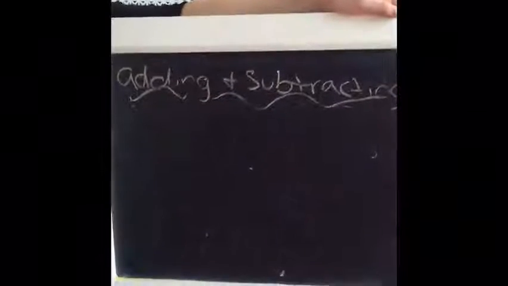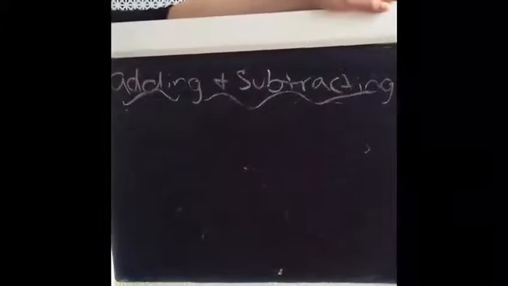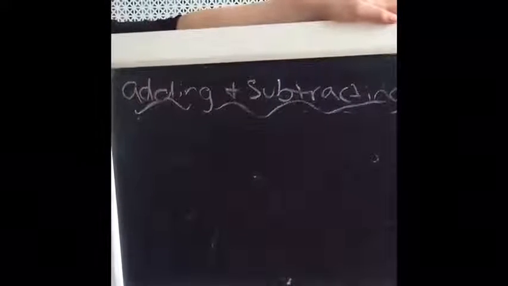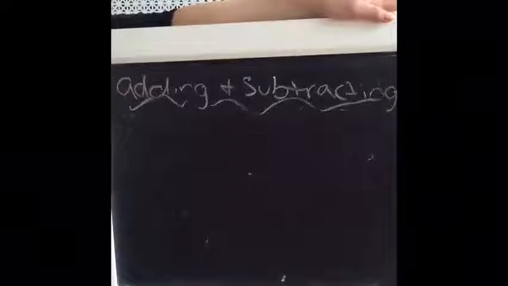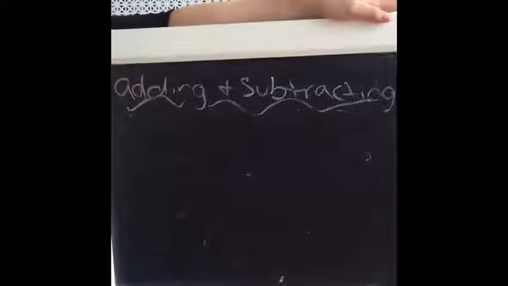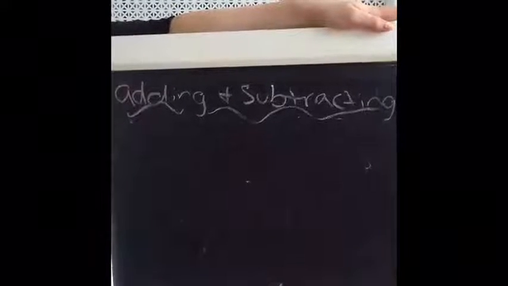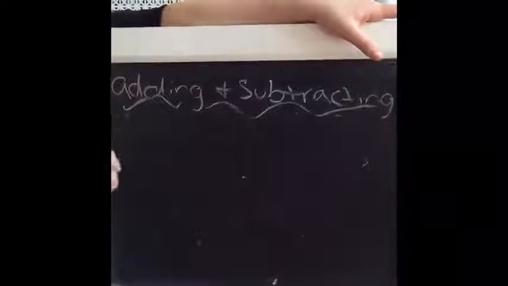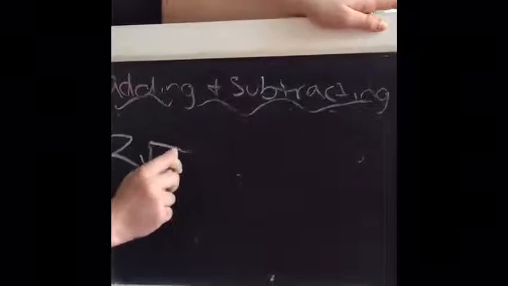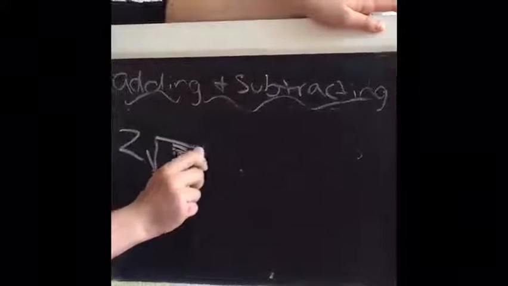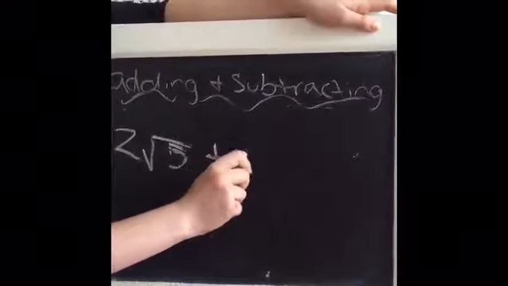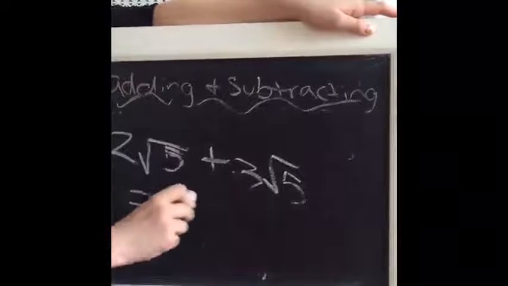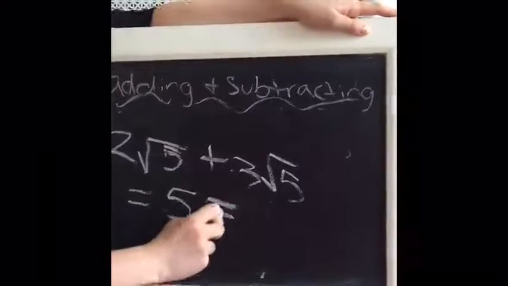Next, I will explain how to add and subtract expressions. For square roots, you can only add and subtract like radicals with the same radicand. So first, you simplify, and then second, you add or subtract coefficients of the radicand, and third, you keep the radicand the same. So, for example, if you had 2 rad 5, plus 3 rad 5, that would equal 5 rad 5.